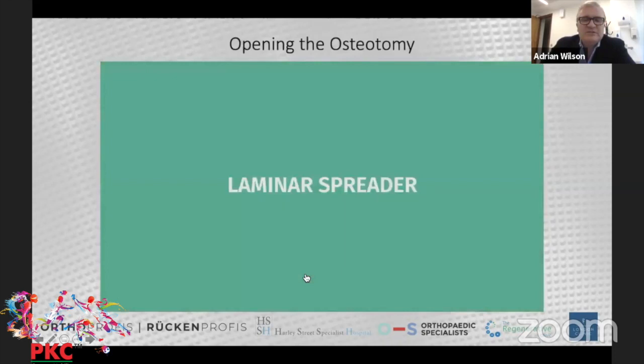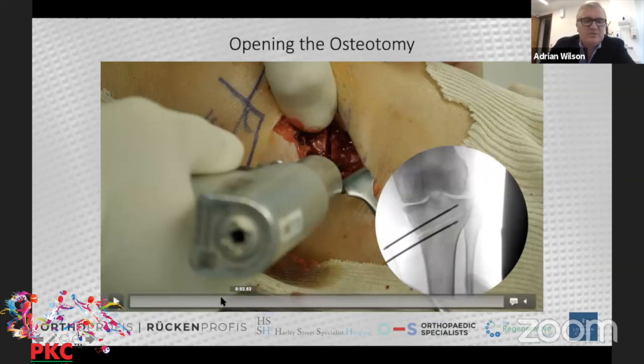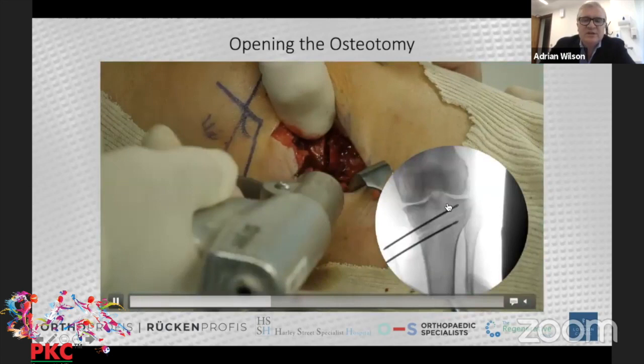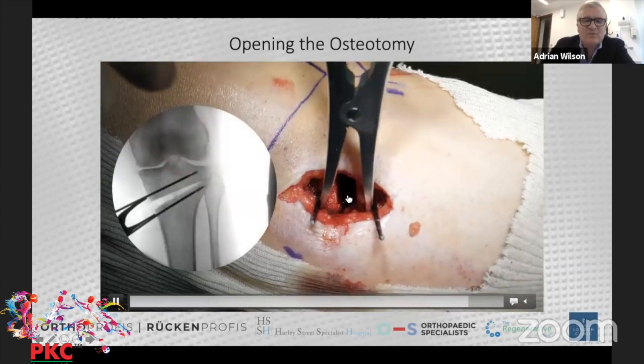Now, one little technique that we developed because we went MIS was to insert two wires either side of the osteotomy and use those rather than place the laminar spreader inside the osteotomy. We used the wires to actually open the osteotomy. And it's just a nice technique.